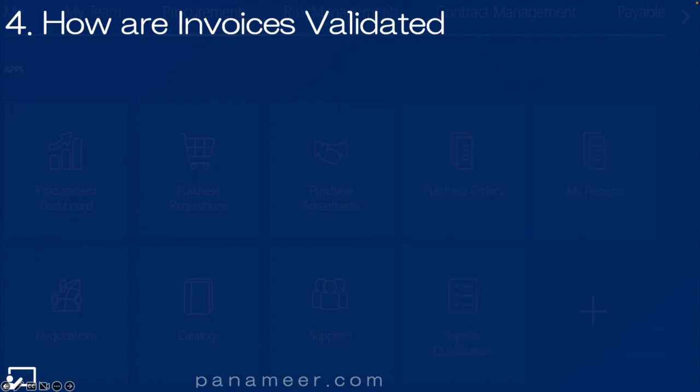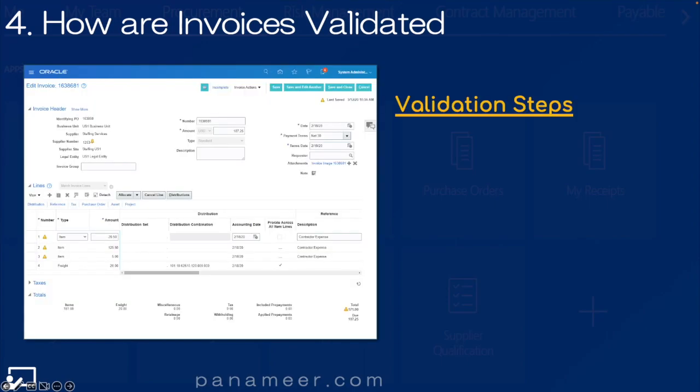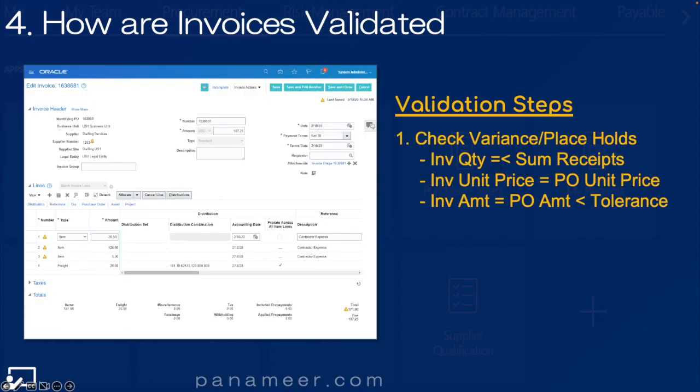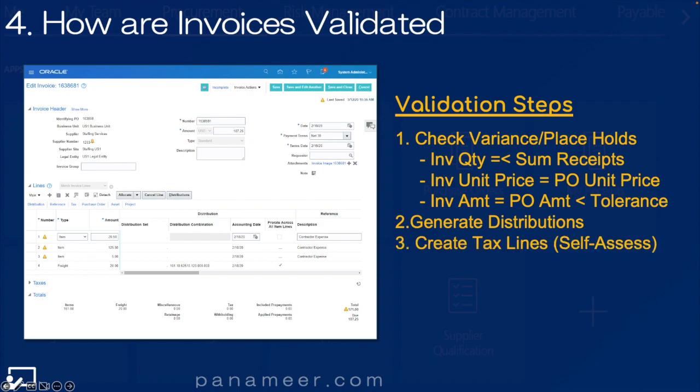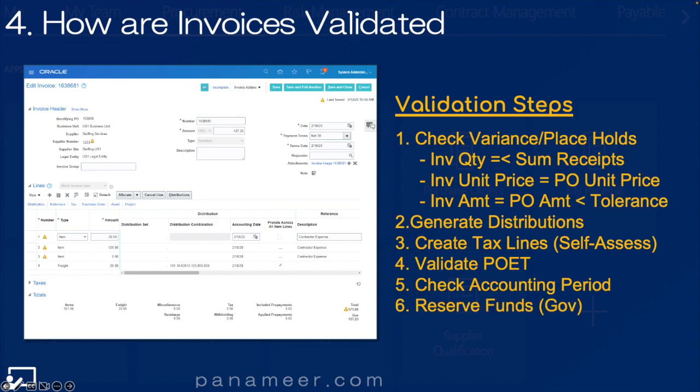Okay, slide 4, how are invoices validated? Invoice validation performs the following steps. Check the variance in place holds, so it looks at quantities, unit prices, and amounts. Generate distributions. Create tax lines to self-assess if required. Validate what they call POET, so this is the project information. Check accounting period. And then lastly, optionally if it's government, reserve funds.